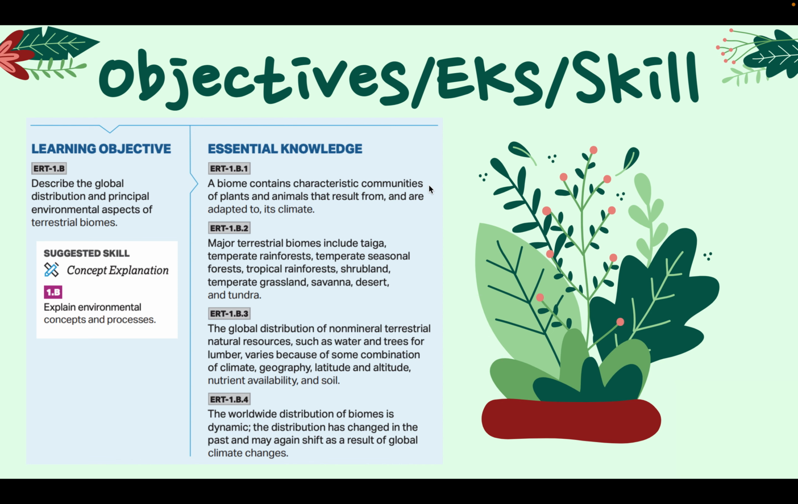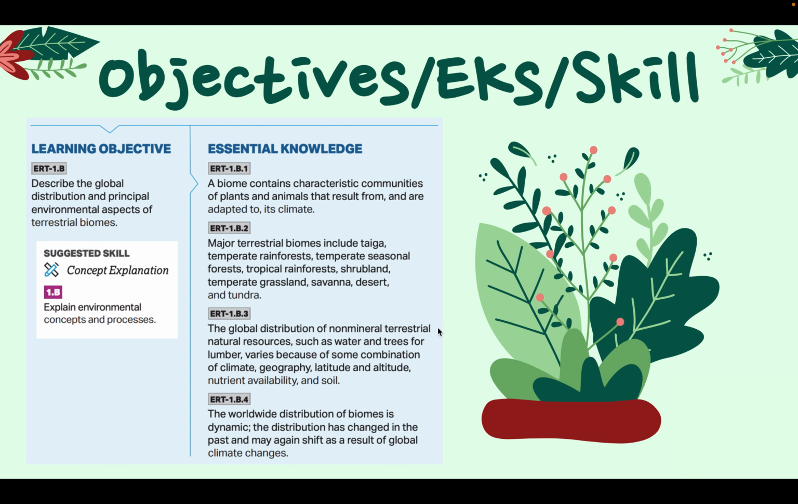that a biome contains characteristic communities of plants and animals that result from and are adapted to its climate. The major terrestrial biomes that you will need to know include the taiga, temperate rainforest, temperate seasonal forest, tropical rainforest, shrubland, temperate grasslands, savanna, desert, and tundra.